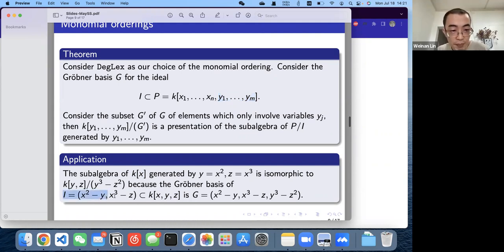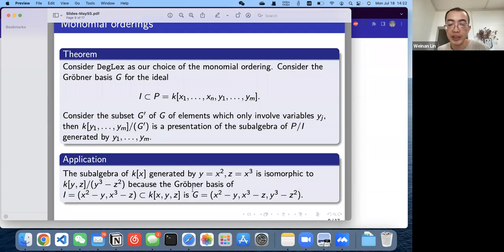And if you compute the Gröbner basis of this, and we order the monomials lexicographically, remember that, then we can obtain this Gröbner basis. And you see that the only element here that only involves y and z is this one, y cubed minus z squared. All those that involve x, we abandon them, and there's only one left. And that's exactly the presentation for the subalgebra generated by x squared and x cubed.